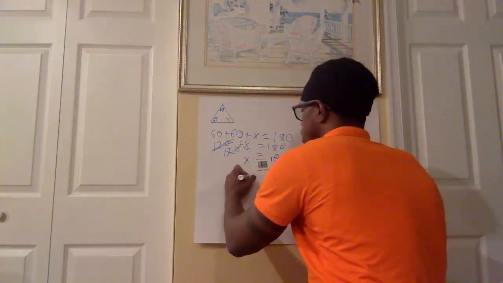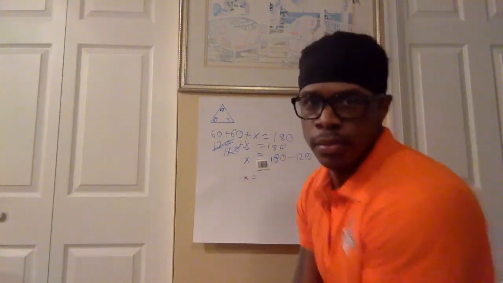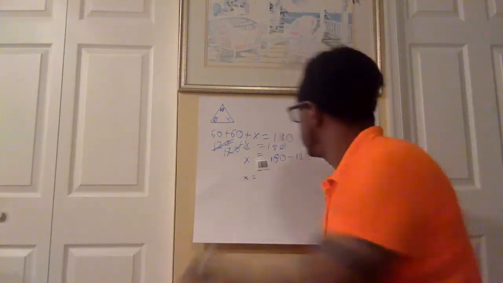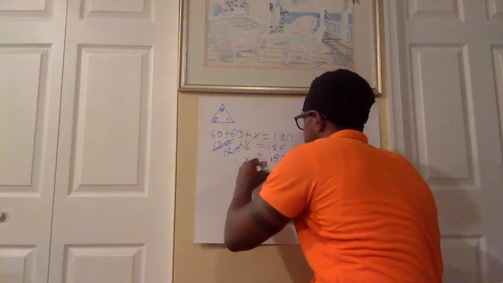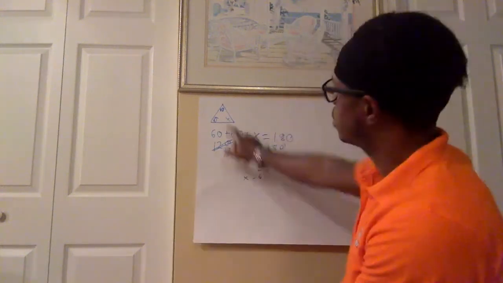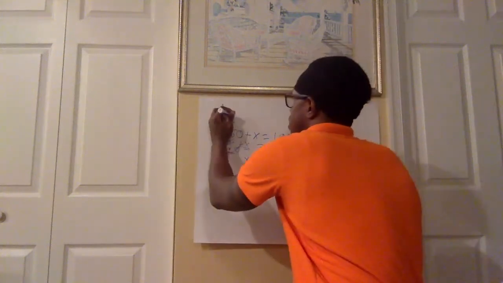So x is going to be, what's 180 minus 120? Take away the zeros. It's going to be 60. So we know that x, or the missing angle right here, because it has 180, is 60.